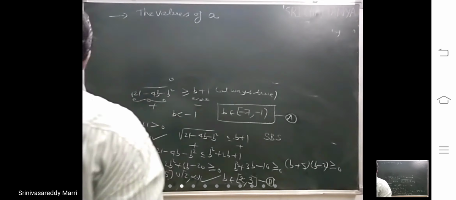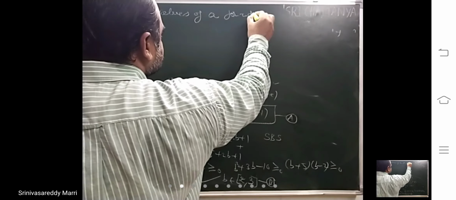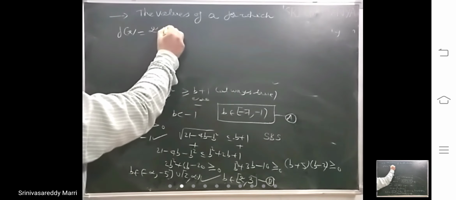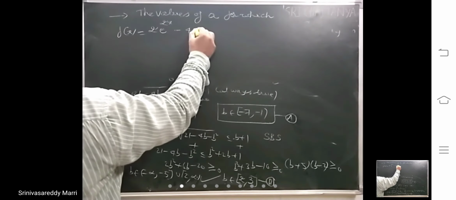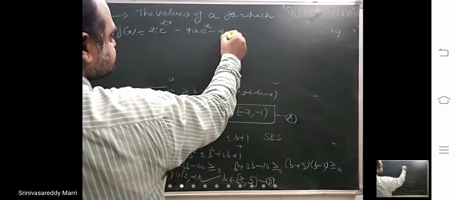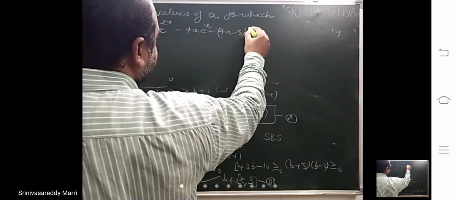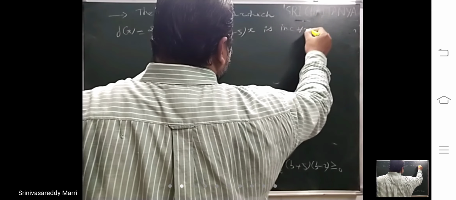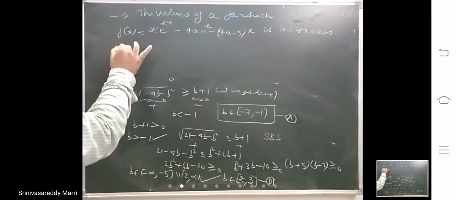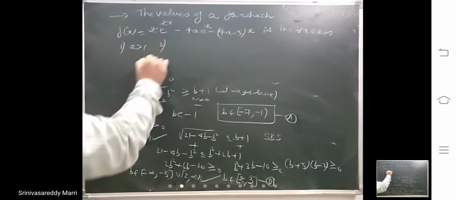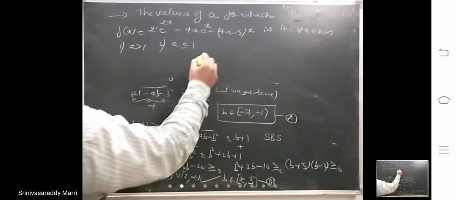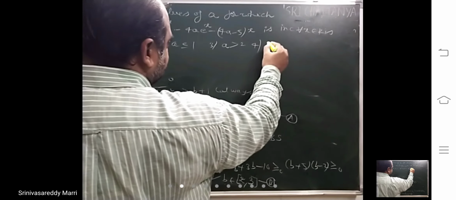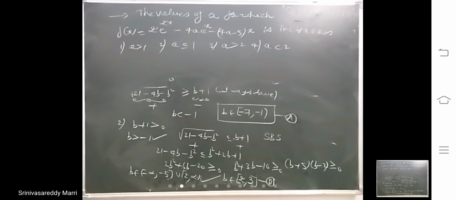The values of a for which f of x equals 2e power 2x minus 4a e power x minus (4a minus 5) into x is increasing for all x belongs to R is: 1, a greater than 1; 2, a less than or equal to 1; 3, a greater than 2; 4, a less than 2. Very important model.